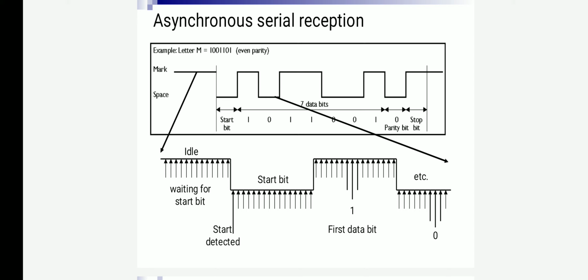In the below diagram, it shows how the clock cycle works to retrieve the original data. When it is idle, it waits for the start bit, and when the start bit is detected, the first data bit is retrieved right after the start bit ends, and so on.